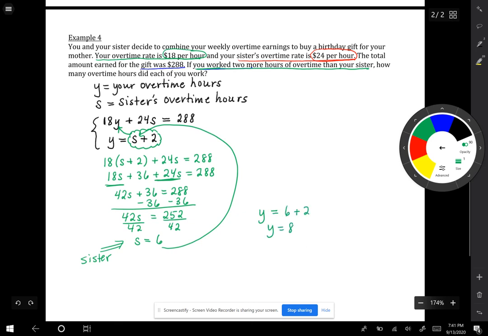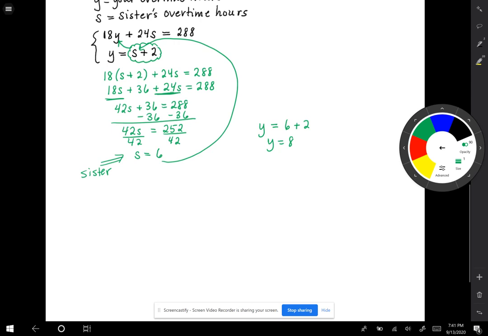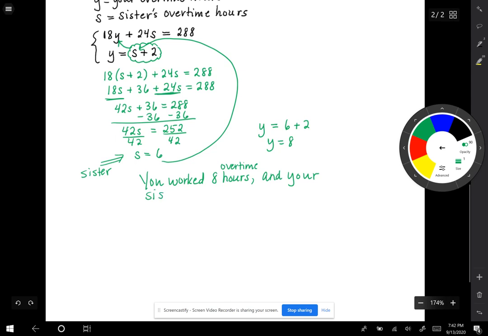Now we don't put the answer is 6 comma 8. This is a real life application problem. And in a real life application problem, you write a sentence or a phrase to answer the question. So you can say you worked 8 overtime hours. And your sister worked 6 overtime hours. Order doesn't matter in the real life problems.